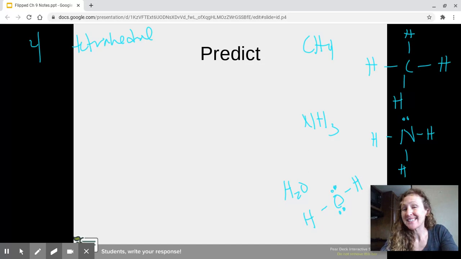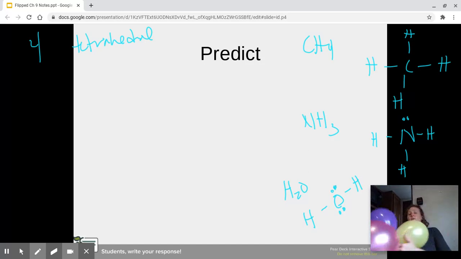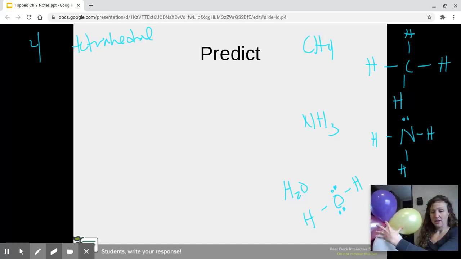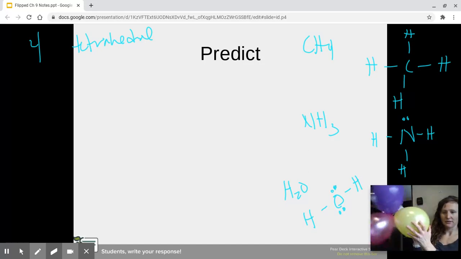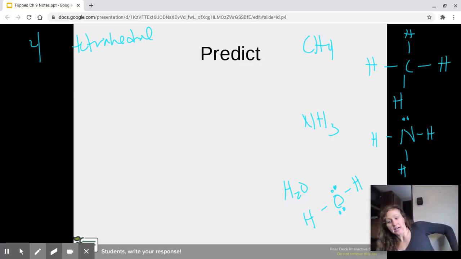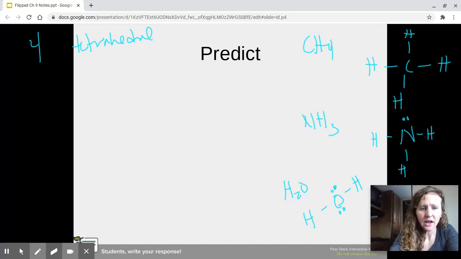Now, a tetrahedral is not going to be a 90-degree angle. Remember, a 90-degree angle is what's going to form when we force them to be closer than they want to be. Okay, so whatever our angle is going to be has to be greater than 90 degrees.